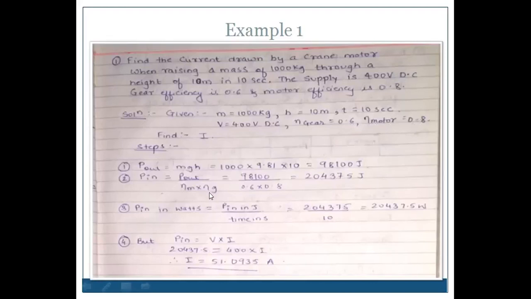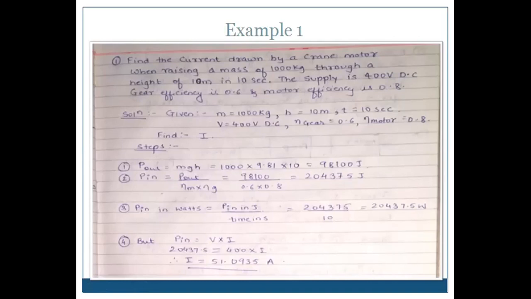Okay. And efficiency we never take in percentage. Anyways, here they have given us 0.6 and 0.8. So we multiply it, and we get the P in value as 204375 joules. So this P in is in joules. I want input electrical energy, or power, that is in watts.